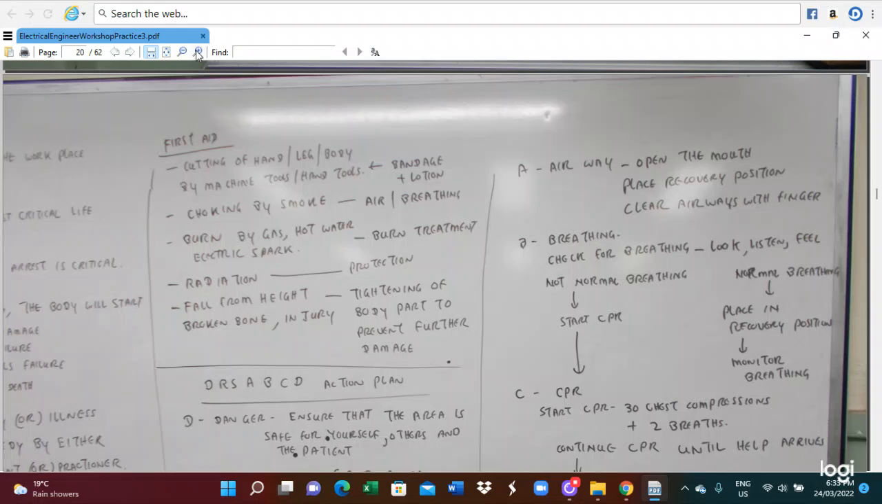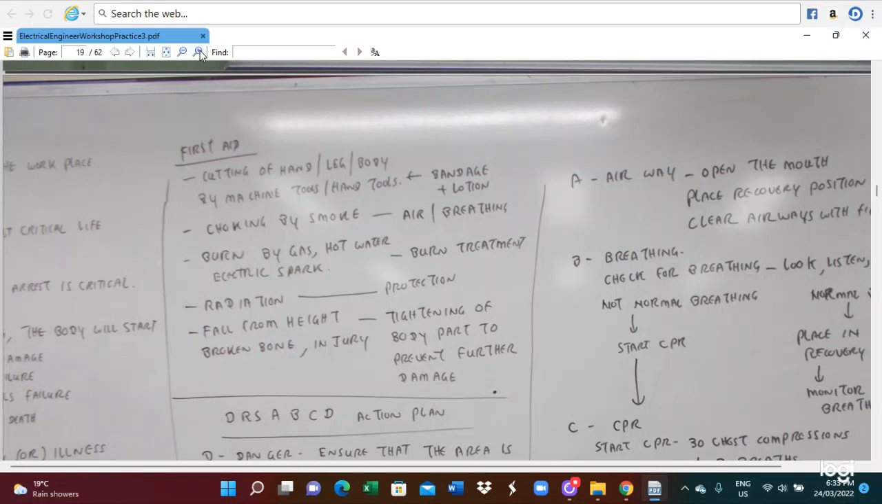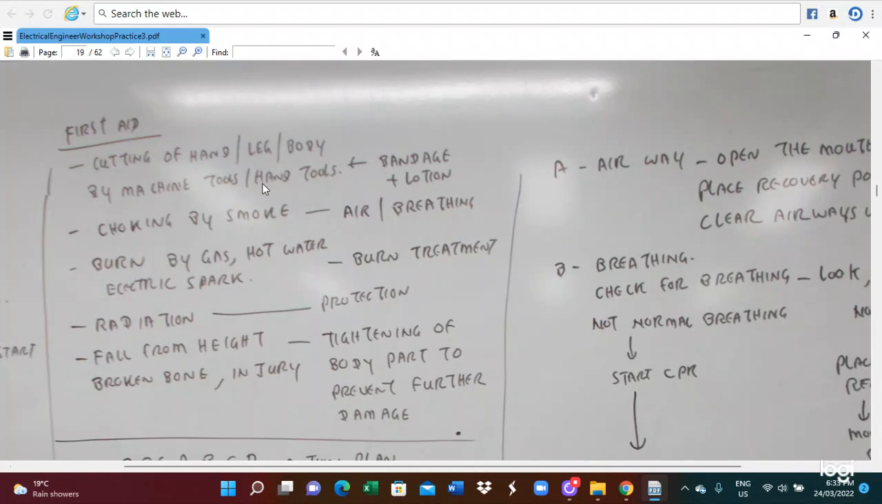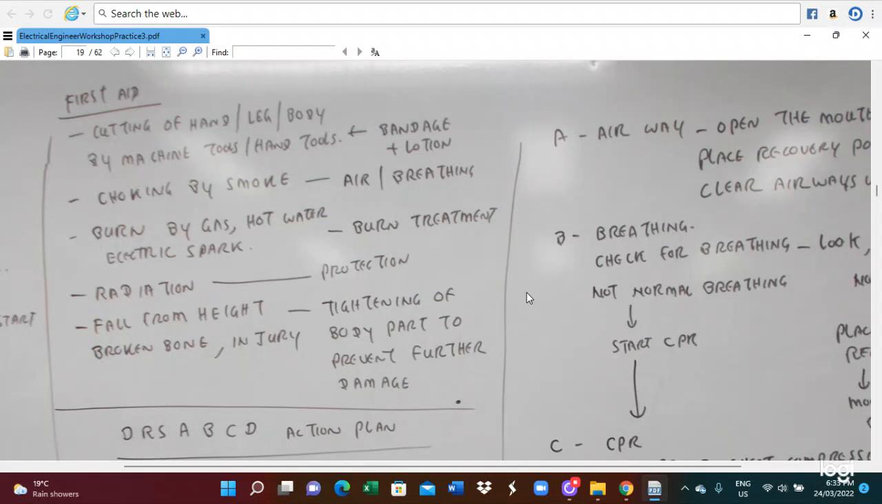Especially, sometimes cutting of the hand, leg, or body happens. In this case, machine tools and hand tools cut the hand, legs, and body, so we must provide a bandage and lotion. For choking by smoke, we must provide air and breathing support. For burns from gas, hot water, or electrical spark, a burn treatment system must be applied. And for radiation, we must provide protection.